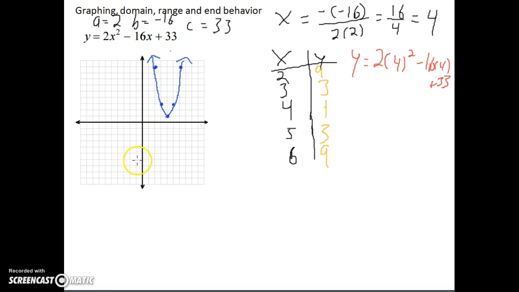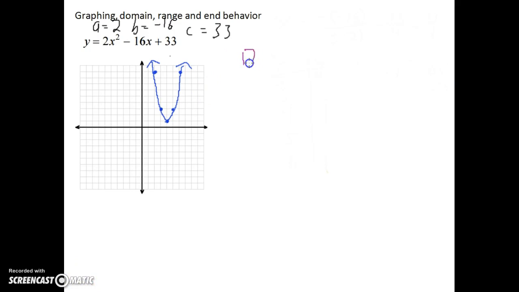So let's move on to domain, range, and end behavior. So domain is easy, with most functions it can be negative infinity to infinity. We can use any x values we want. Range, since this one's opening up, we have a lowest y value. You can tell by looking at the graph that's the smallest point. So that's at 1, and it goes up all the way to infinity. So that's the other way around. If it opens up, range goes from smallest up to infinity.